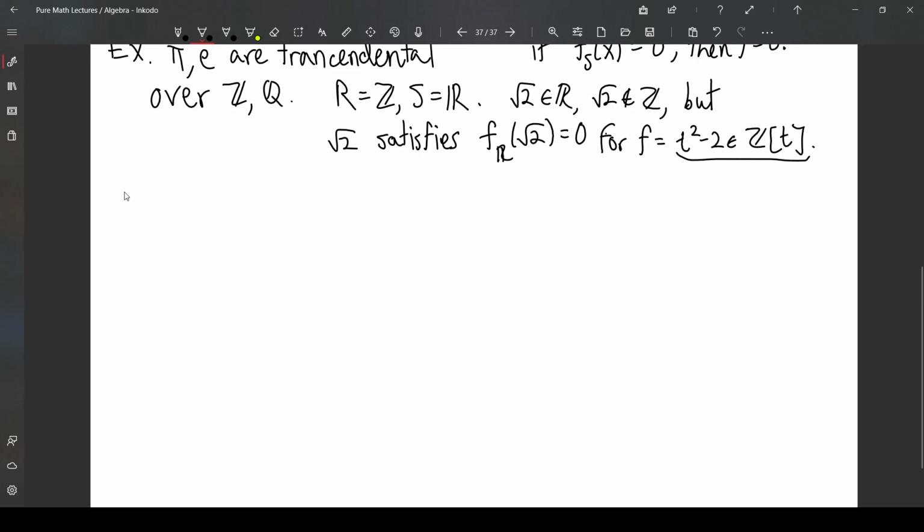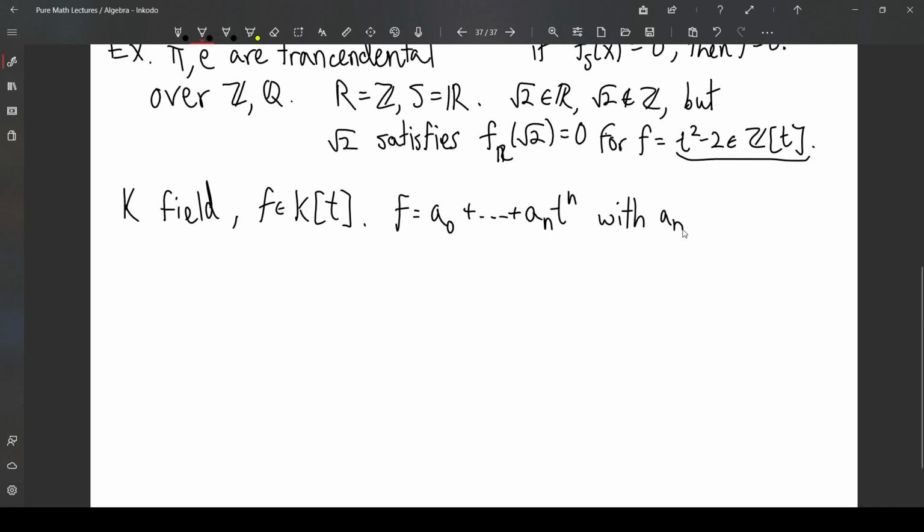So now we're going to deal with K being a field and f being an element of the polynomial ring over K. So let's say f is equal to a_0 plus all the way up to a_n t^n, with a_n being non-zero. Then we say that the degree of f is equal to n. So the degree is the biggest index for which you have a non-zero coefficient of your polynomial.